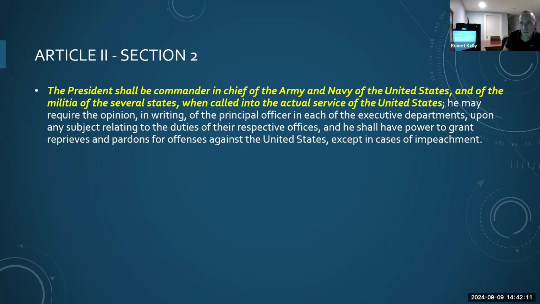And also relevant is under Article 2, Section 2, the President serves as the Commander-in-Chief of the Army and Navy of the United States and of the militia of the several states when called into the service of the United States. So basically, the President is the Commander-in-Chief of the United States Armed Forces. Okay, so we have that from Article 2.